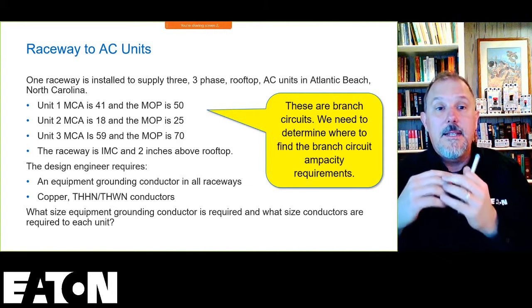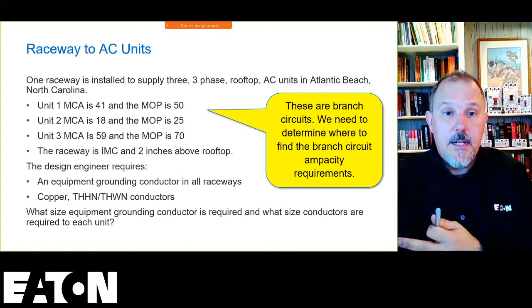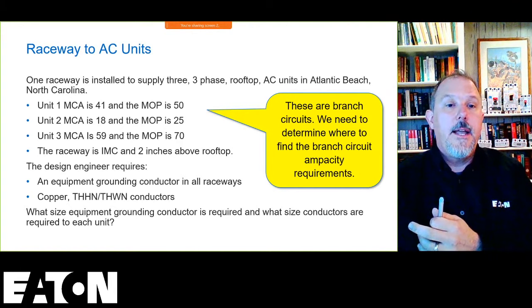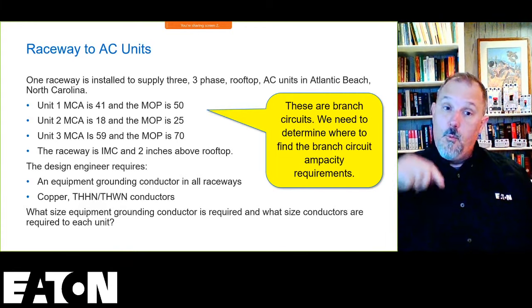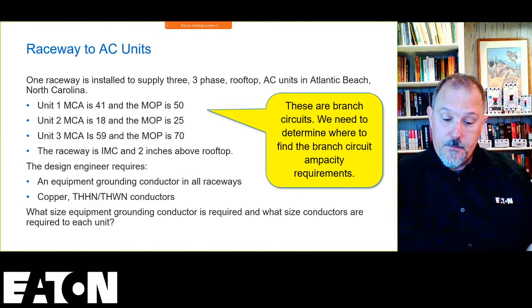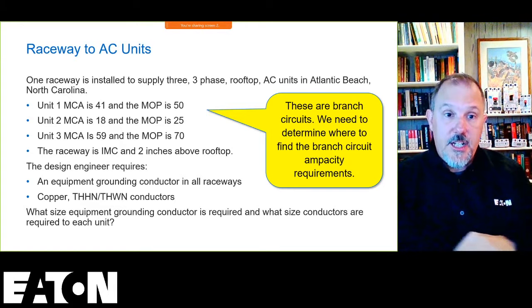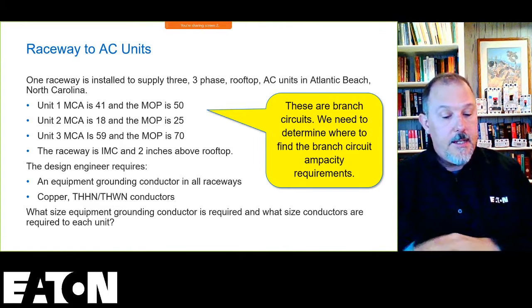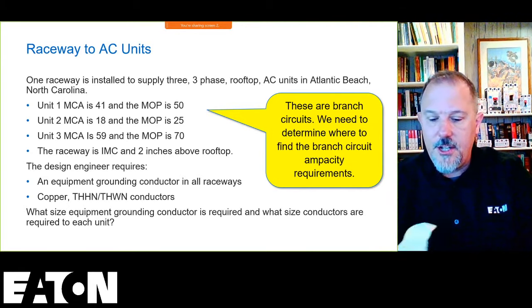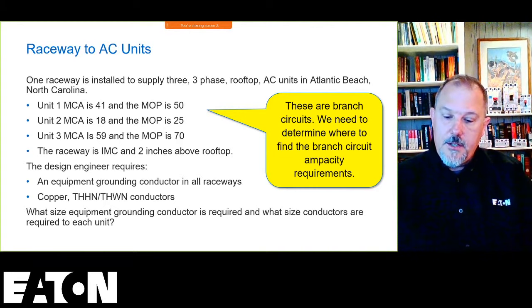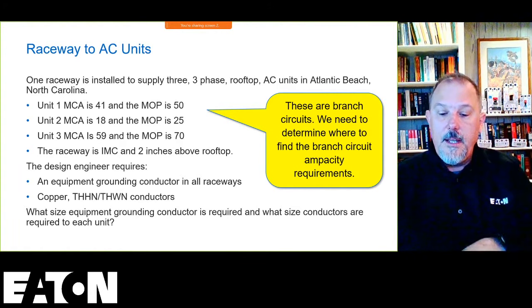Now, in this case, the design engineer needs an equipment grounding conductor in all of the raceways, and they've picked the THHN, THWN conductors for you. Now, I would say that if you picked a different conductor, you might say, well, hey, I can do a THWN-2. THWN-2 will give you a 90 degree C insulation rating as opposed to a THWN, which doesn't give you the 90 degree C. It's a 75 degree C.